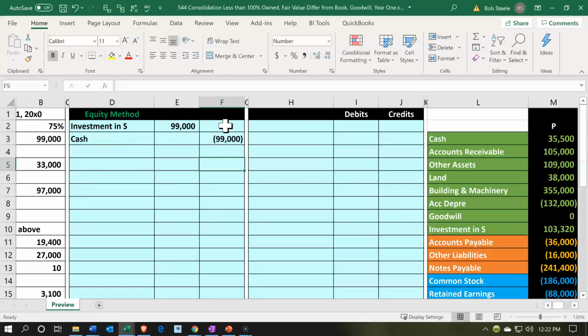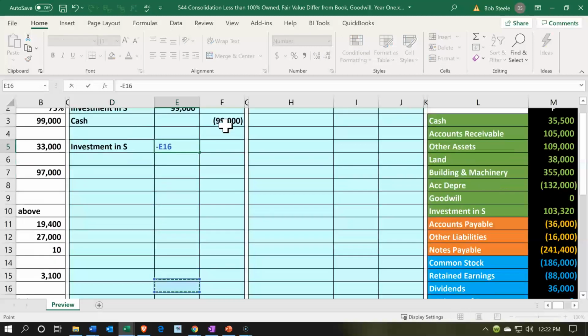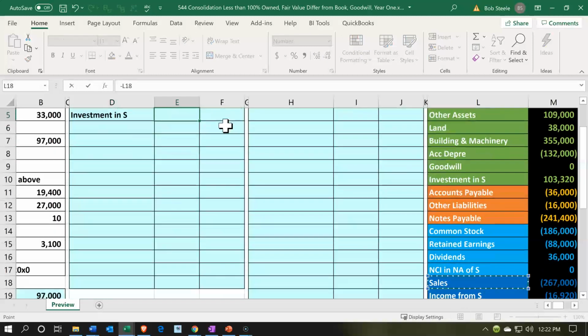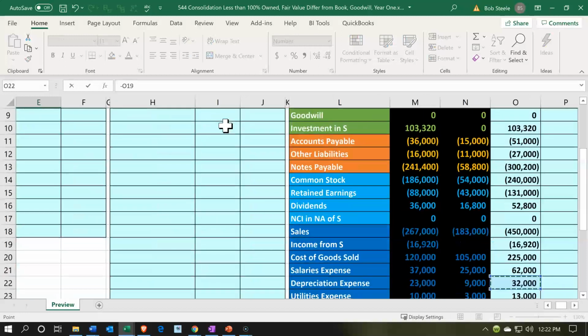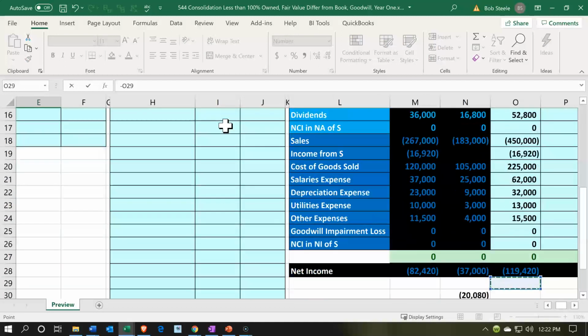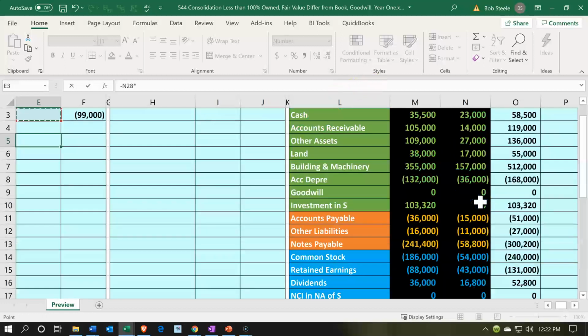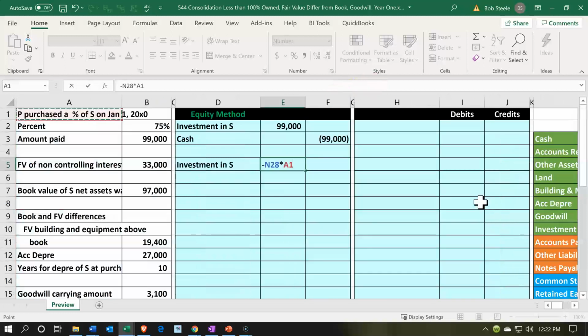Then it would be going up by the income, P's portion of the income. So I'm going to say the investment account then would be increasing by, I'm going to say negative of, because the income is going to be a credit down here. I'm going to be picking up the income on S's books, income from S. There's the net income, revenue minus expenses, times P's portion, which is 75%.